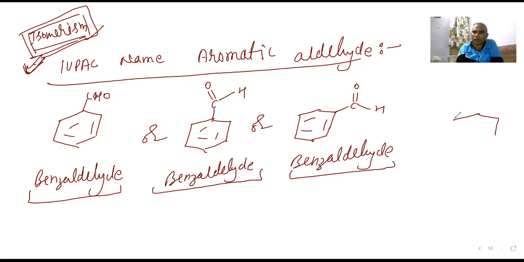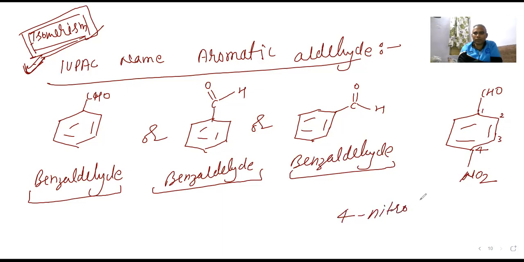How can we write the name? Suppose we are having this compound with the CHO group, and here suppose NO2 is there. So what can be the name? First you have to do the numbering, 1 from CHO: 1, 2, 3, 4. So from 4, nitro. That will be 4-nitrobenzaldehyde. Very good.